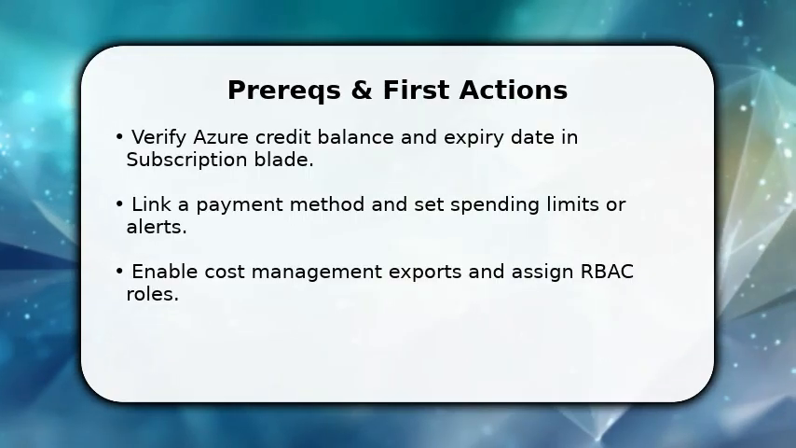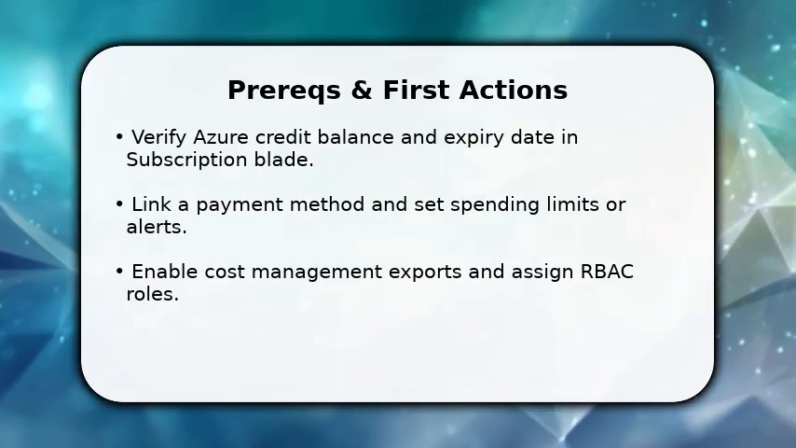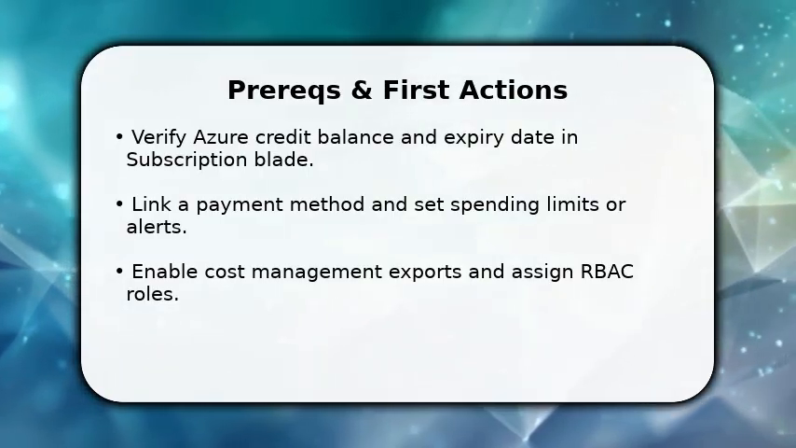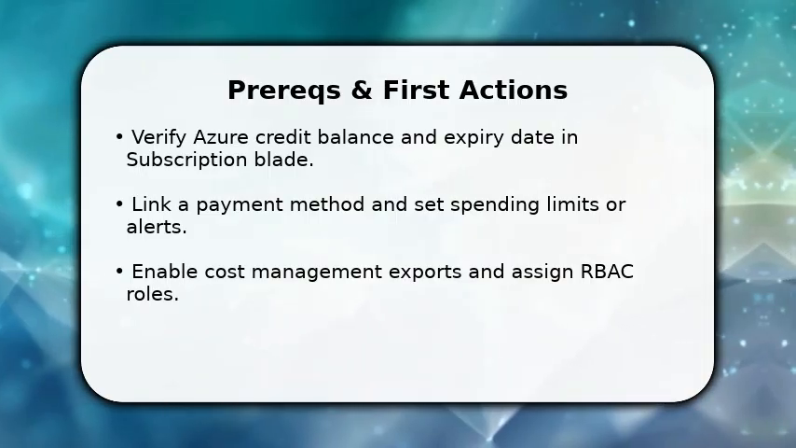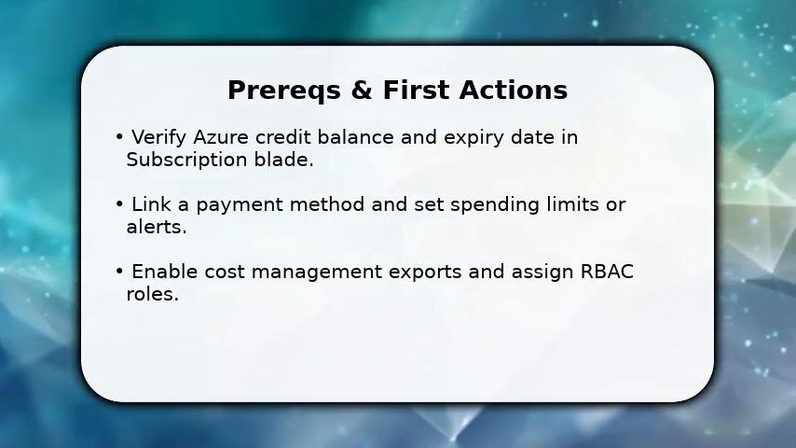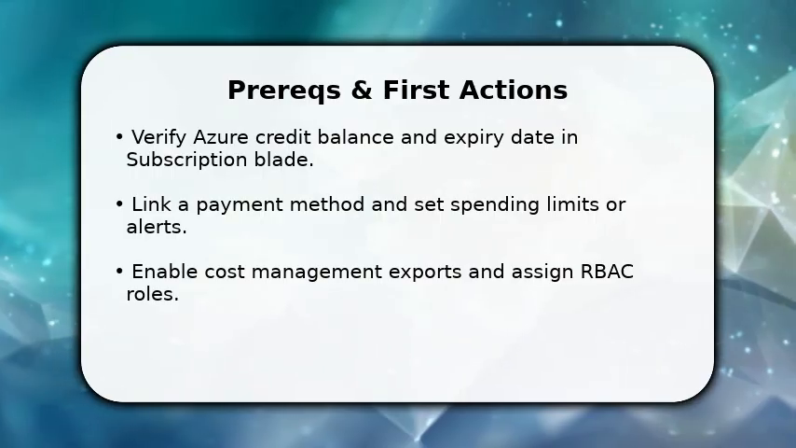You'll start by confirming your available credit and its expiration so you don't lose value. Next, add a payment method and immediately set spending alerts to prevent surprises. This preserves credits for intended use.